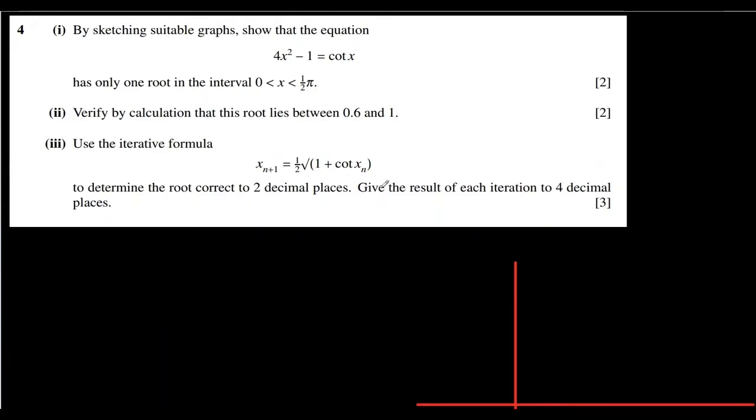Question 4 is about improving numerical solutions. We can see an iterative formula here, with some x n plus 1 and all this. In the first part, they're saying, by sketching suitable graphs, show that this equation has only one root from 0 to half pi. So they have already given us the interval, right?